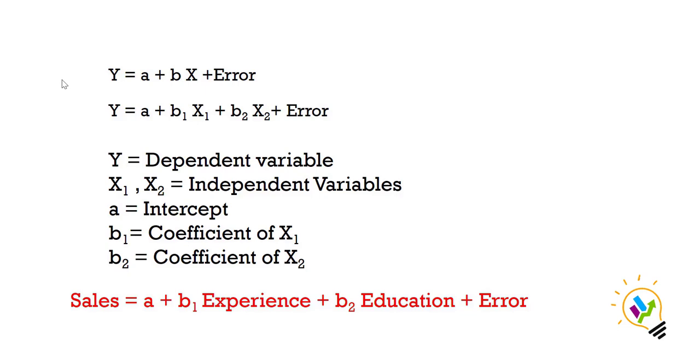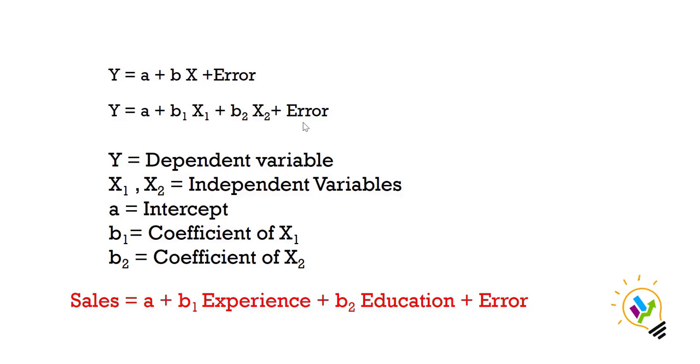If we have more than one independent variable, imagine we have two independent variables, x1 and x2, then the equation will become y is equal to a plus b1 x1 plus b2 x2 plus error. Error means the unexplained value of y, so we always keep the error. So for multiple linear regression, in this case with two independent variables, the equation is y is equal to a plus b1 x1 plus b2 x2 plus error, where a is the intercept, b1 is the coefficient of x1, and b2 is the coefficient of x2.